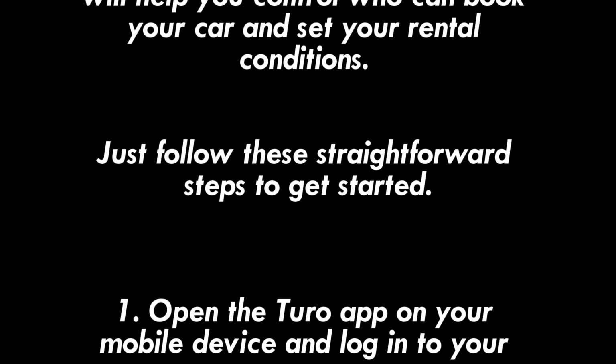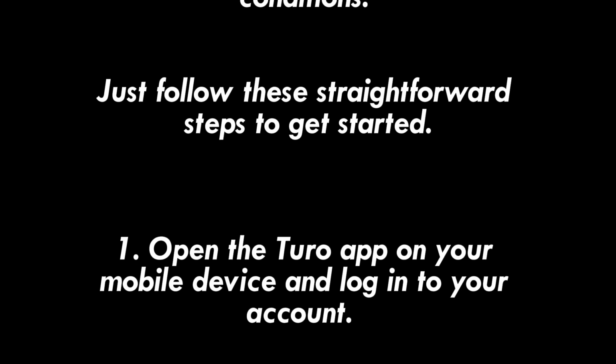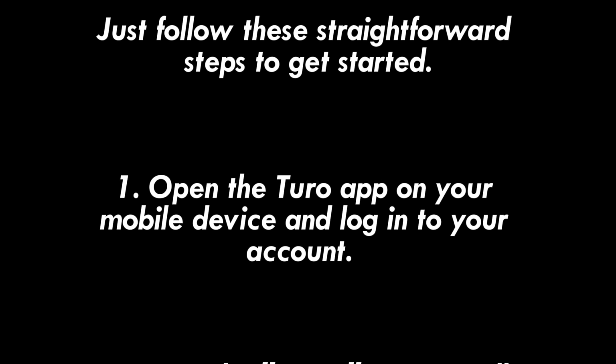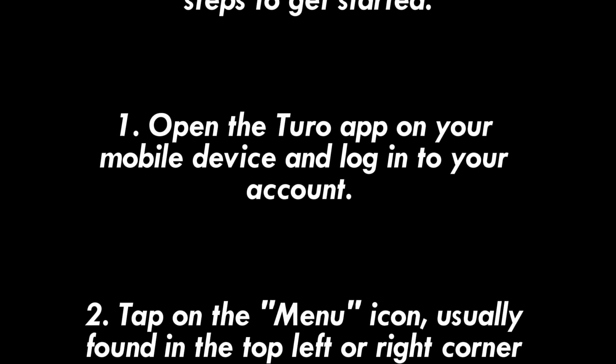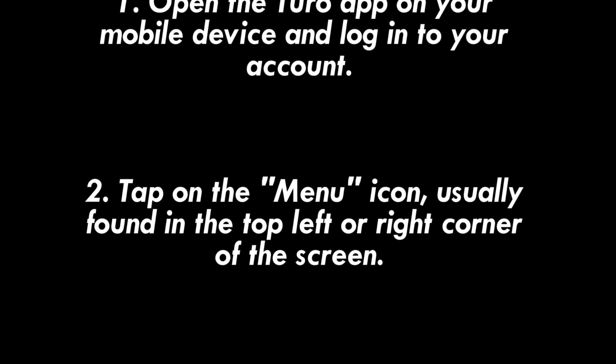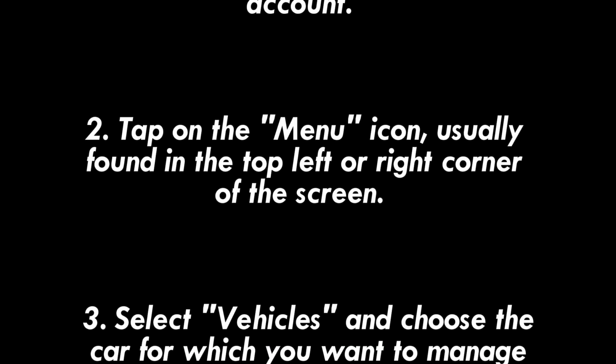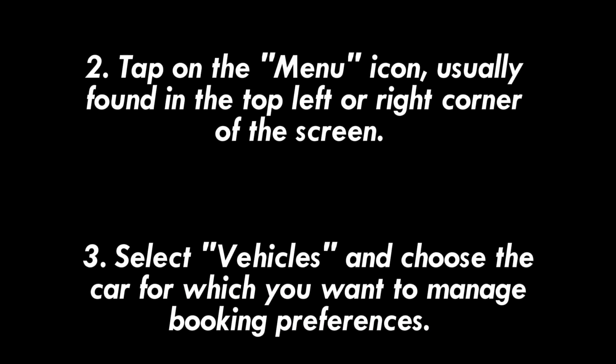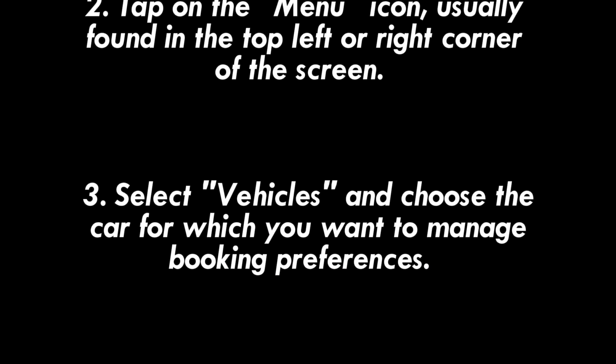1. Open the Turo app on your mobile device and log into your account. 2. Tap on the menu icon, usually found in the top left or right corner of the screen. 3. Select Vehicles and choose the car for which you want to manage booking preferences.